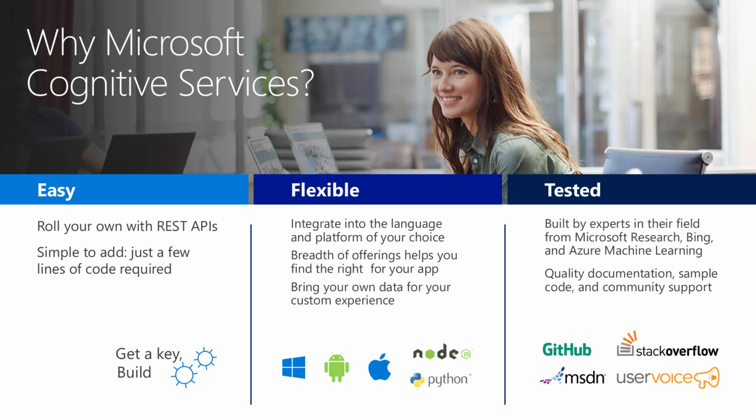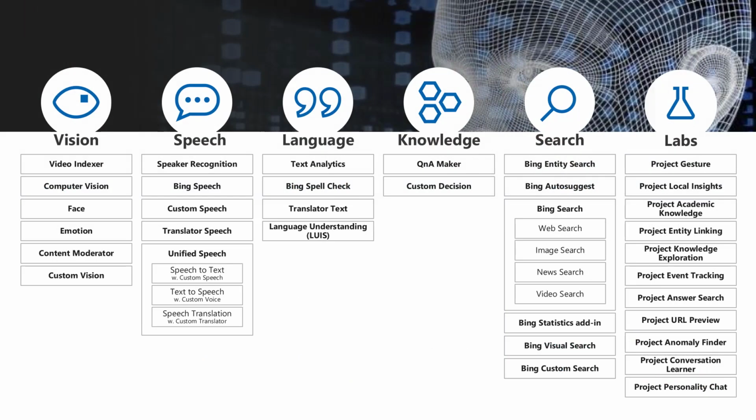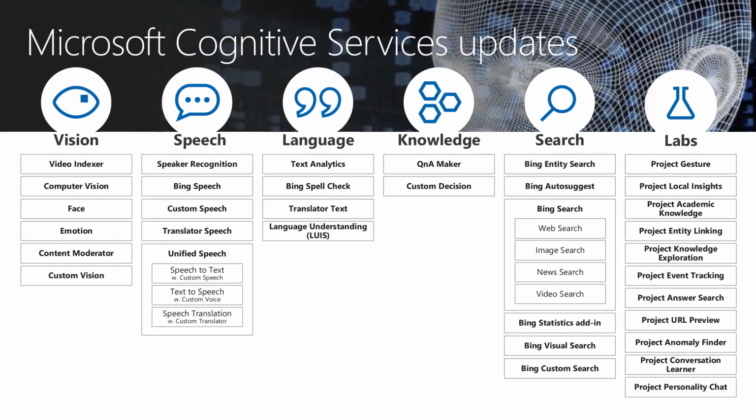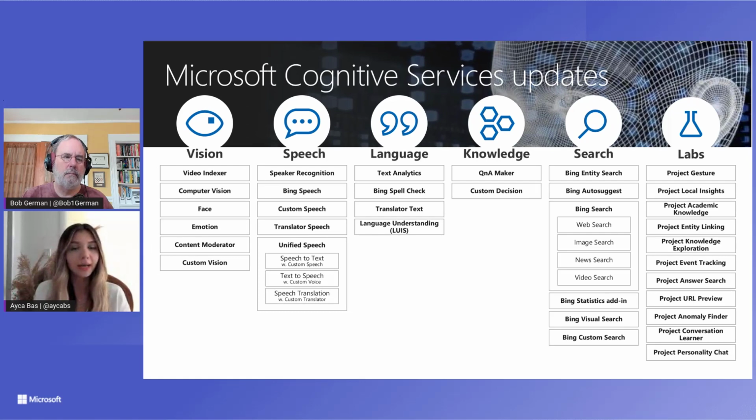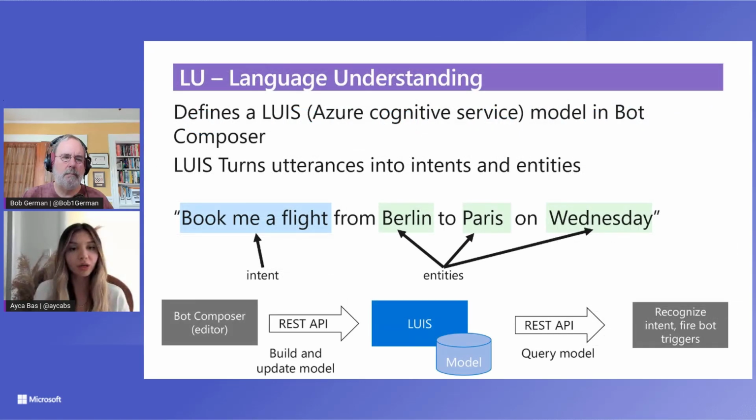So there are different services available in cognitive services. We have vision, speech, language, knowledge, and search. For today, we will cover language understanding, which is a part of the language piece. It basically helps make our bot smarter.